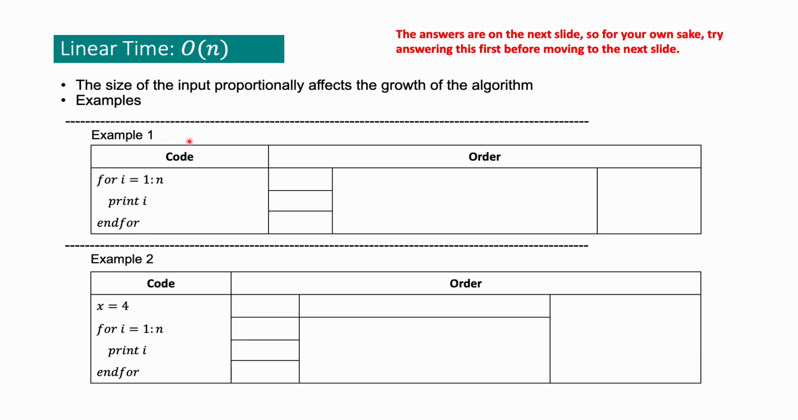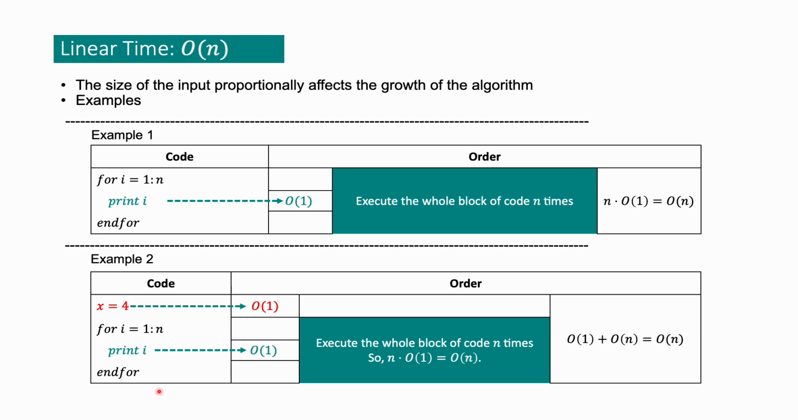Okay, so study this algorithm and try to determine their complexity. There's a clue, this is of complexity O of n, meaning it runs in linear time. So the size of the input is proportionally affecting the growth of the algorithm. So linear yung growth nila. Okay, so let's discuss this one by one.